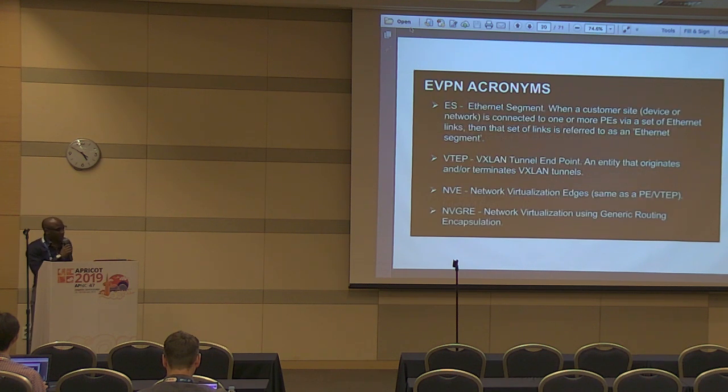Your Ethernet segment is basically your attachment socket, in simple words. When you have a client side that is connected to more than one PE via a set of Ethernet links, that set of links is called the Ethernet segment. So just think of it as the sockets essentially. VTEP we already defined, which is your VXLAN tunnel endpoint, that does the encapsulation and decapsulation of the VXLAN packets.